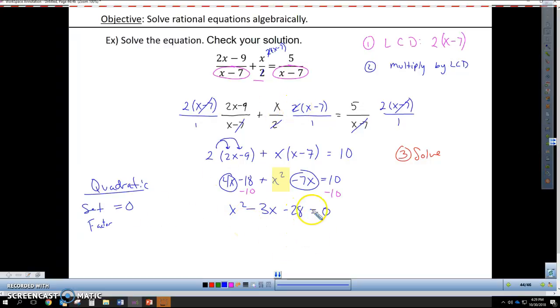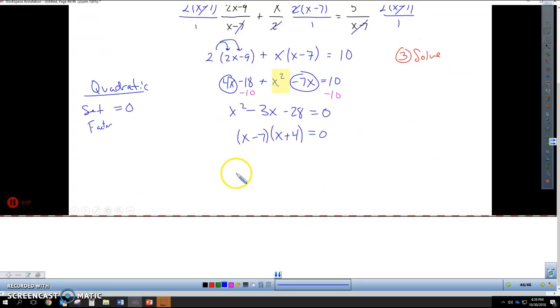No biggie. What factors of negative 28 produce negative 3? That's x minus 7, x plus 4. Giving us a possible solution at 7 and a possible solution at negative 4. So I just do inverse operations, I'll solve for x, and I have these values. So again, these are possible, maybe.